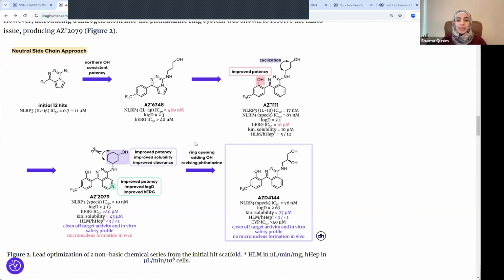So again, more optimization. They were able to discover AZD4144, which has good NLRP3 potency and solubility. The hERG inhibition was also solved in that molecule, along with other safety concerns that were associated with the prior molecules.